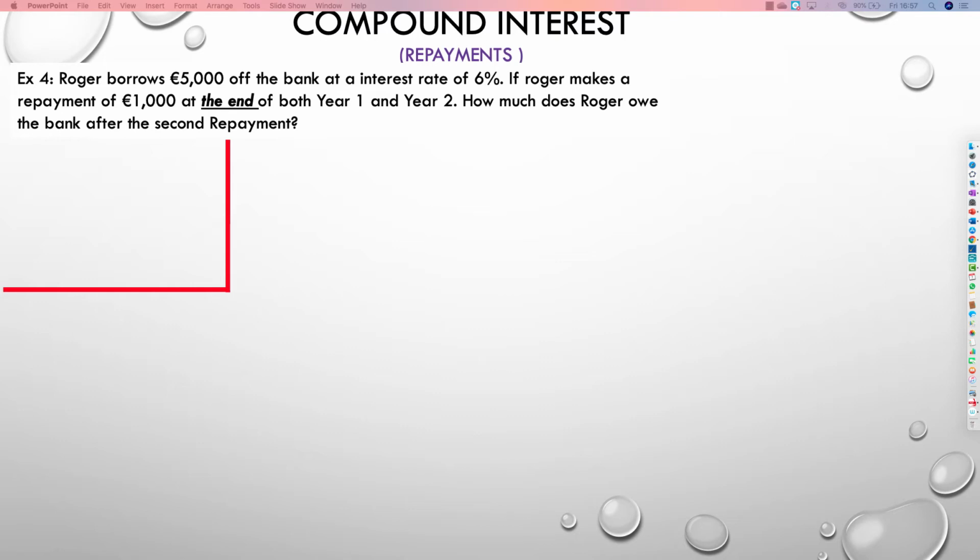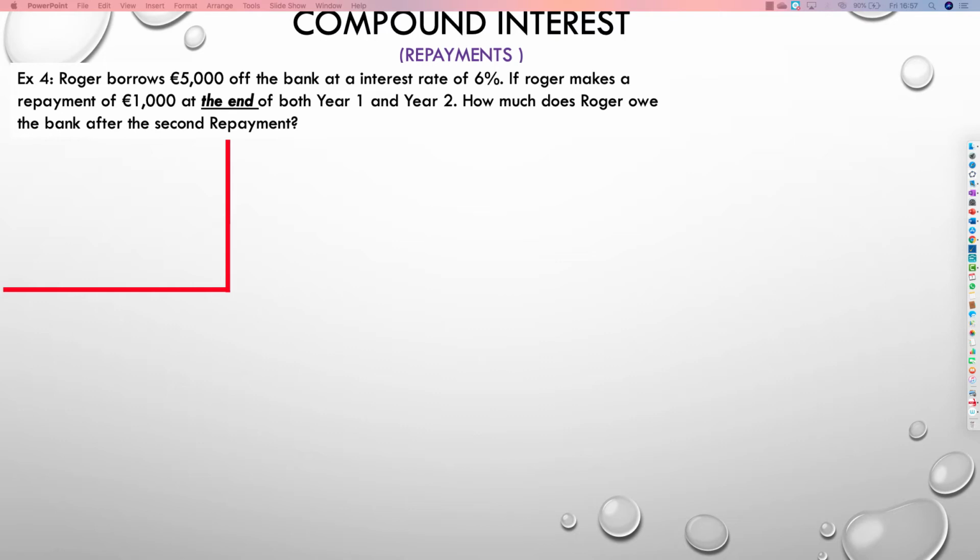So for example here, Roger borrows €5,000 from the bank at an interest rate of 6%. If Roger makes a repayment at the end of both year 1 and year 2, how much does Roger owe the bank after the second payment? So he's borrowing money, and they charge interest on borrowing money. He pays back a repayment at the end of year 1. They then charge more interest, and he needs to pay back another repayment at the end of year 2.